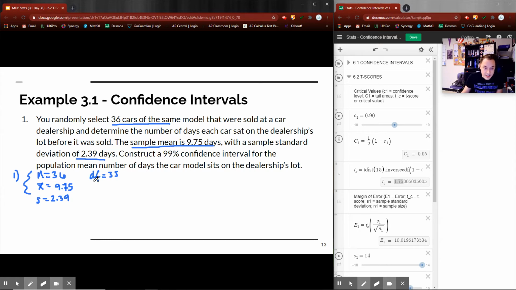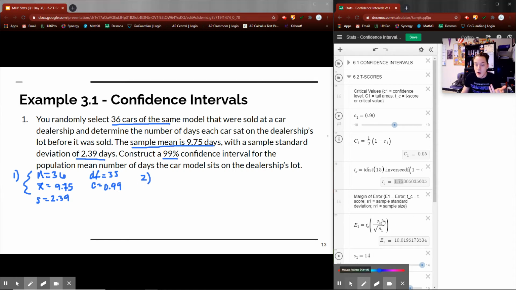And my C level. What is my C level? I want to construct a 99% confidence interval, so that means my C level is 0.99. Now, in this case, I don't really want to know my t-score or my critical value because it's just going to be in Desmos. I don't need that. I can find my margin of error if I want to, but I'm actually going to skip all that and bypass it because Desmos does all of it. So now let's go to Desmos and I'm going to show you.